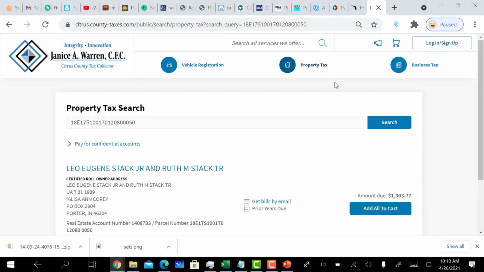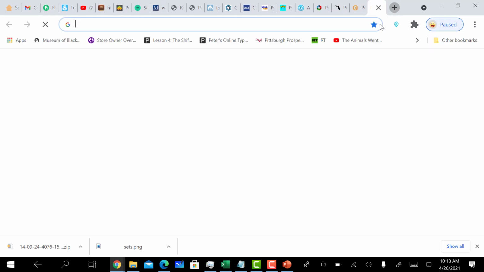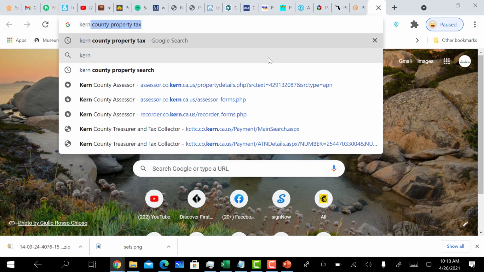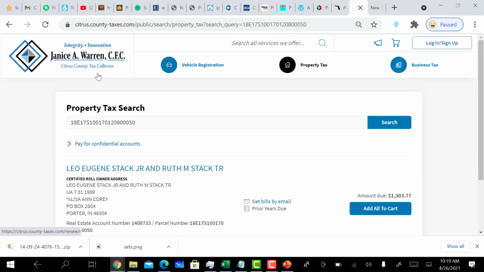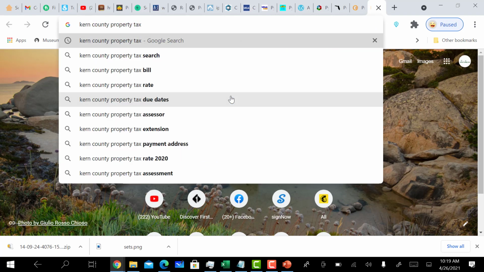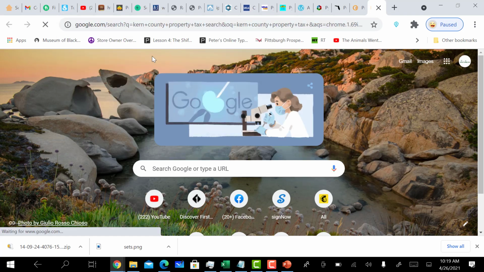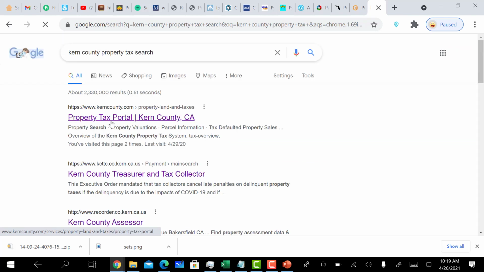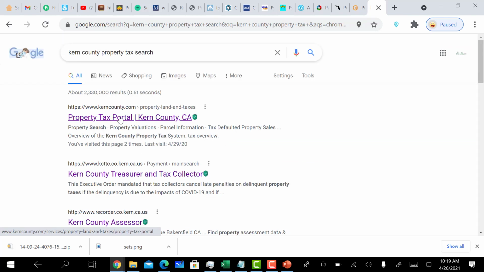The second example is Kern County. Let me type Kern County property tax, or you can put Kern County tax assessor, or tax collector. Tax assessor, tax collector, it's really the same. You just need to put the exact keyword. So let's go there.